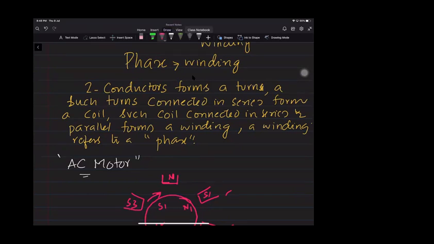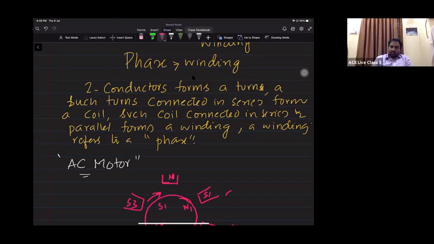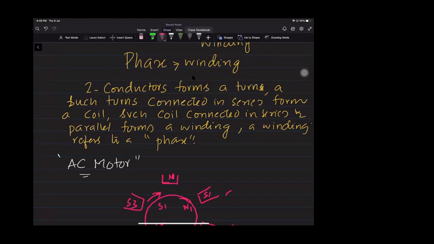Sir, you have said the leakage flux is the flux that links with either the stator or the rotor. Sir, I have understood how it links with only the stator, but how does it link with only the rotor, sir?